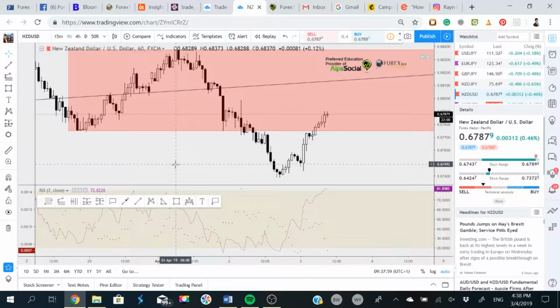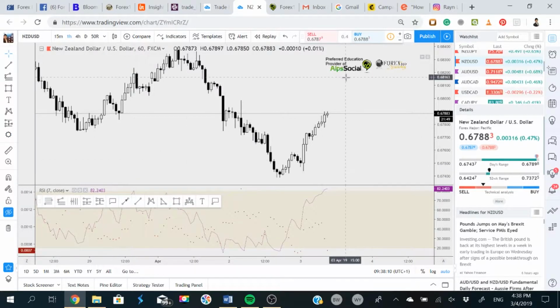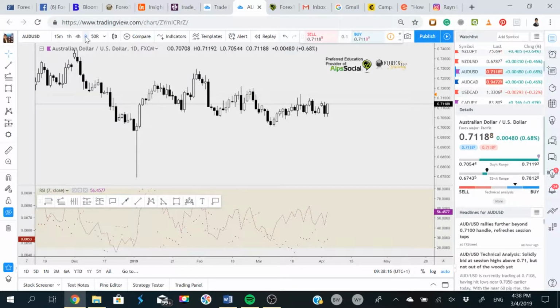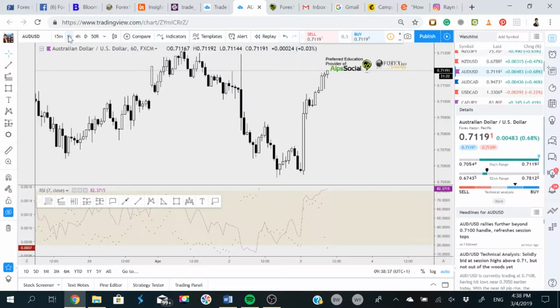All right, let us get back to our analysis. Up next, the next pair I'm looking at is the Australian dollar. On the daily chart, the Australian dollar is pretty much in a very strong consolidation. Consolidation breeds pattern, take note. On the 4-hour chart we can see a sideways movement, and on the 1-hour chart, this is what we have.